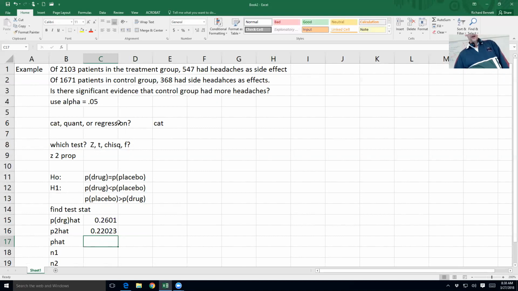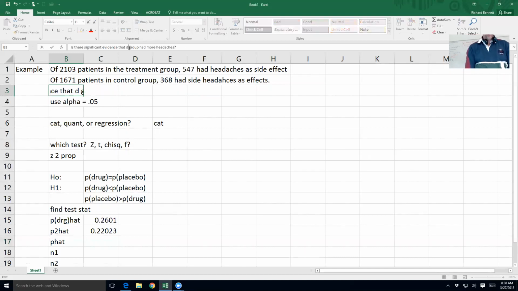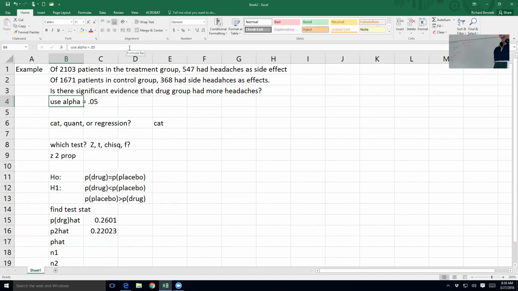Is there evidence that the control group had more headaches? Oh, actually, it looks like it's just the opposite. The control group had fewer headaches. That's because I wrote the wrong problem. It was supposed to say the drug group. Now it's better. I wrote the question down wrong. So we're looking for the drug group to have more headaches. It does look like the drug group probably had more.